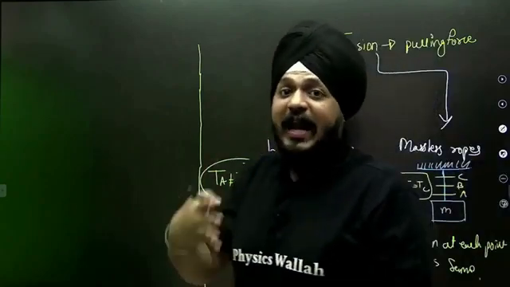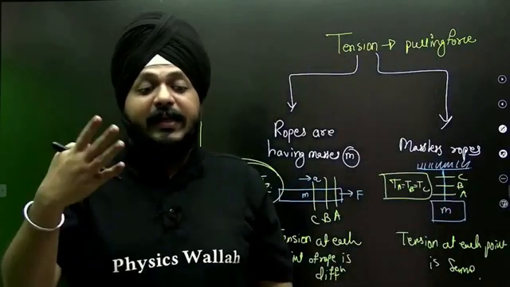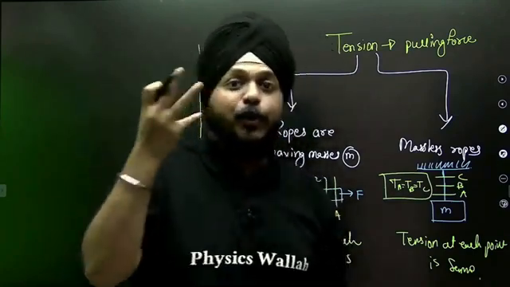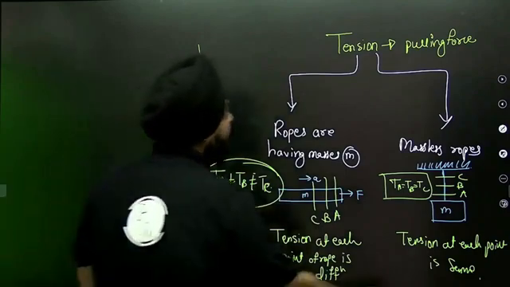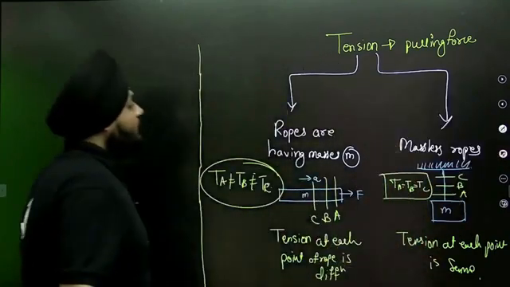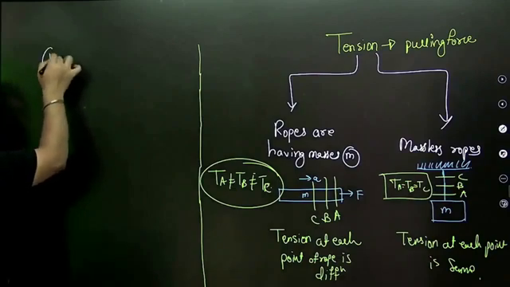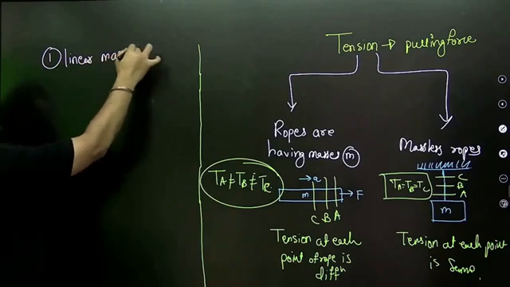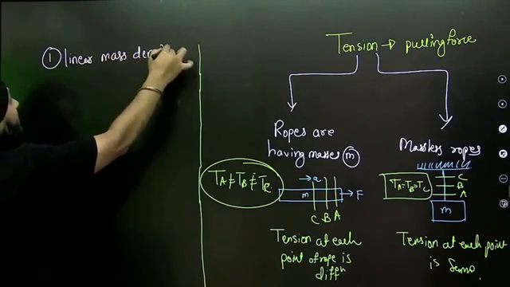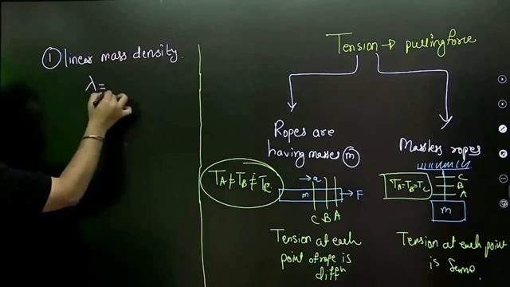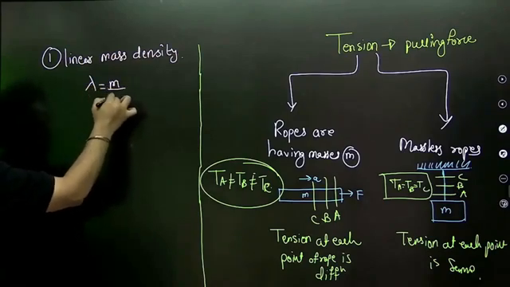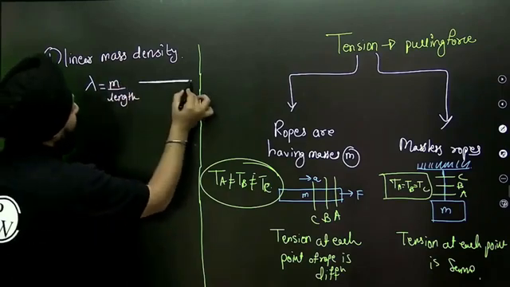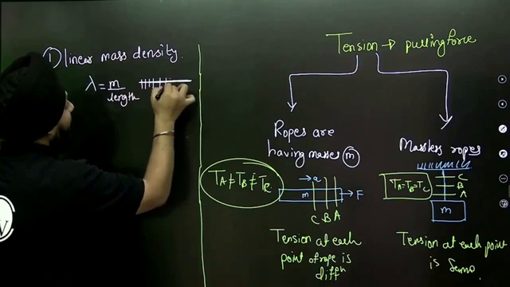If the rope has mass m, then it is important to understand how masses are distributed to solve these sums easily. For that, we have 3 types of densities. First, linear mass density, known as lambda. It tells how mass is distributed over length, in a one-dimensional object.